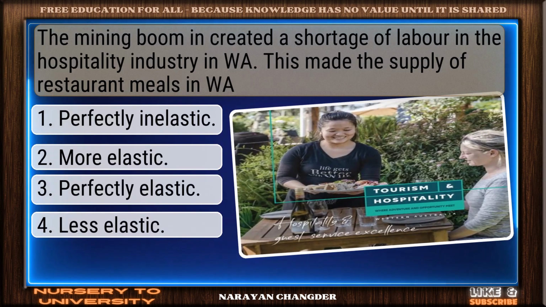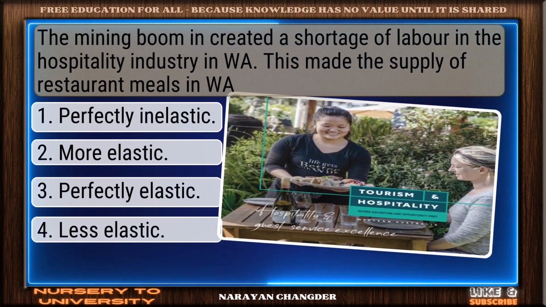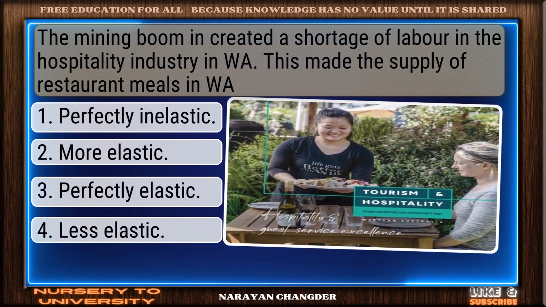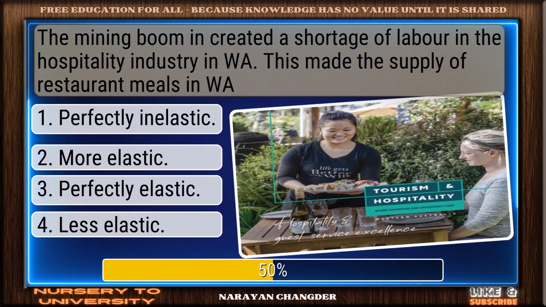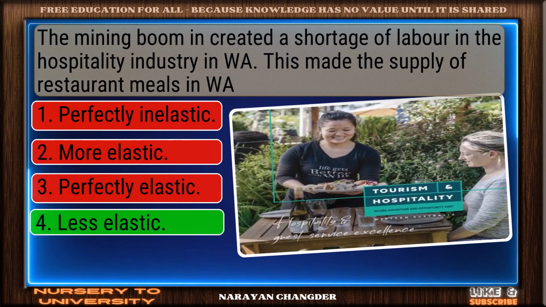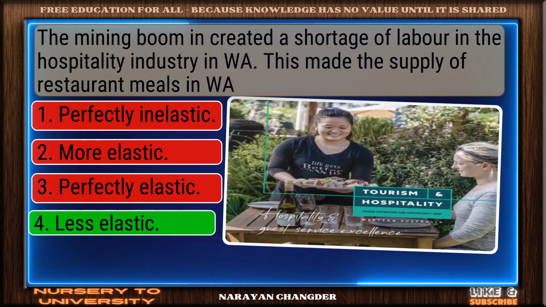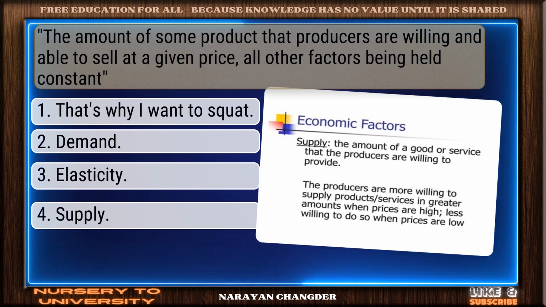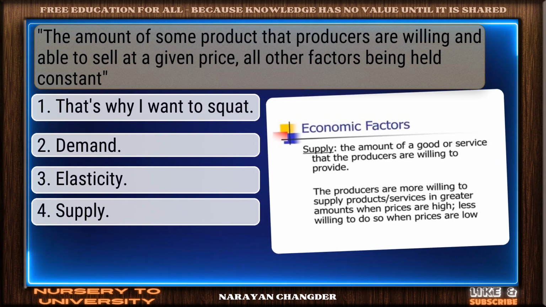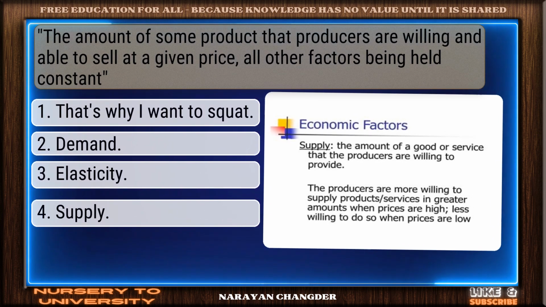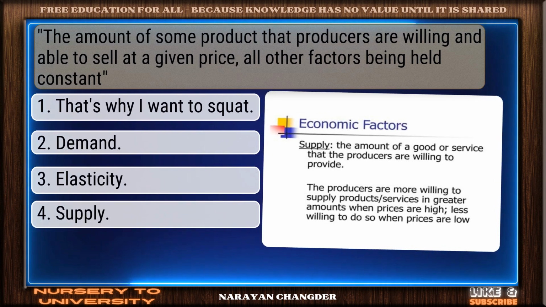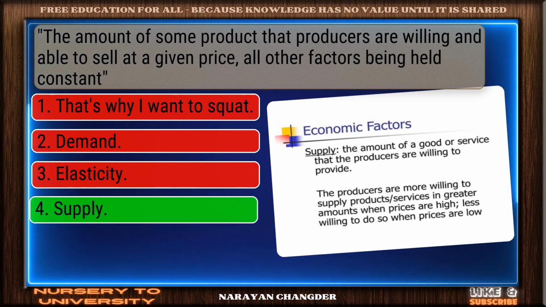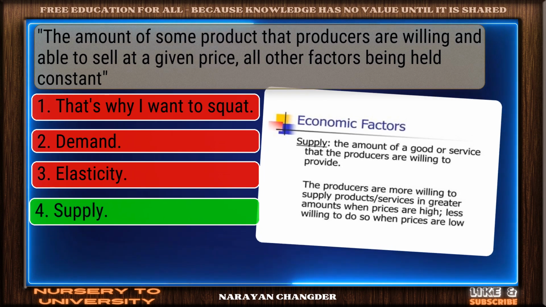The mining boom created a shortage of labor in the hospitality industry in WA. This made the supply of restaurant meals in WA. You're right. Less elastic is the correct answer. The amount of some product that producers are willing and able to sell at a given price, all other factors being held constant. Strong choice. Supply is the right answer.